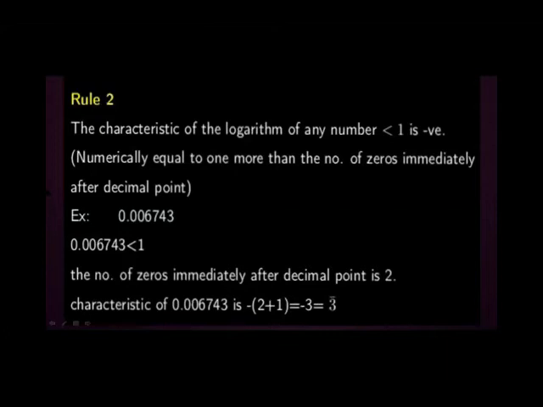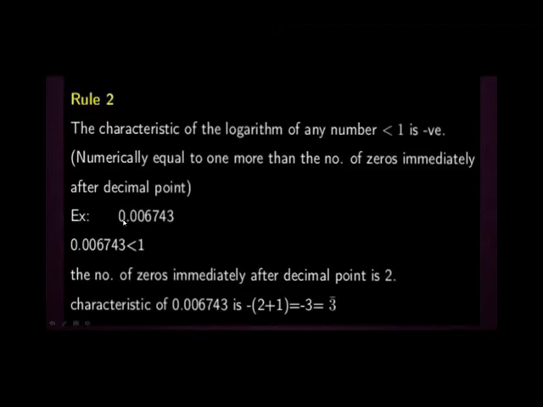Now rule number 2. In the previous example we discussed a number greater than 1, and in rule 2 we are discussing a number less than 1. The characteristic of the logarithm of any number less than 1 is negative, numerically equal to 1 more than the number of zeros immediately after the decimal point.